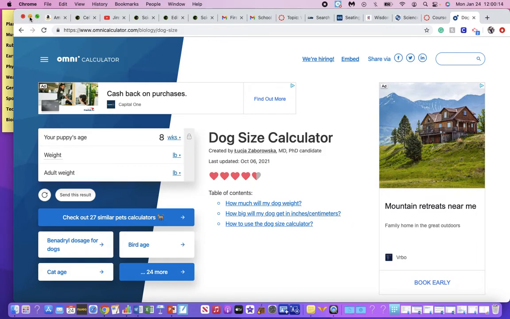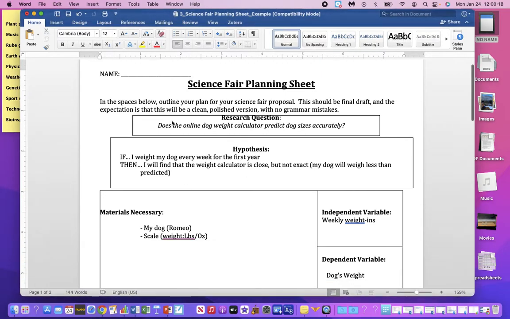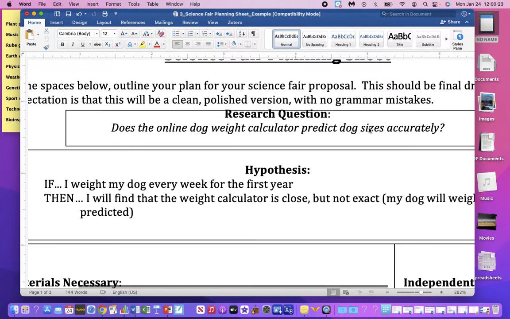Of course, I still don't, but this has been a little project that I've been doing. So my question is, does the online dog weight calculator predict dog sizes accurately? That's really what I want to know, right? Can I look at this website and predict my dog's size accurately? Is this a tool that if somebody gets a puppy in the future, I can say, hey, go use the dog weight calculator to predict how big your dog's going to be when he grows up? Or is it something that doesn't really hold too much truth? So that's what I'm looking at here.